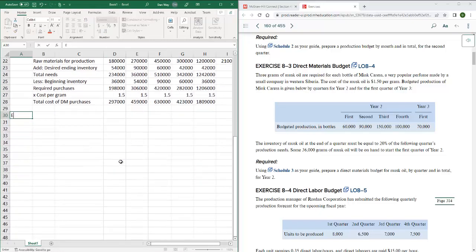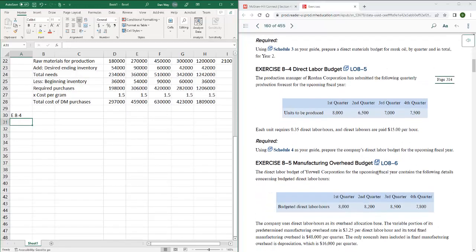Trucking right along, I did want to look at 8.4, a labor budget right below 8.3 there, since it's a fairly abbreviated one, but still gets the point across. 8.4 said the production manager of Rorden submitted the following quarterly production forecast for the upcoming fiscal year. Again, this is our production budget essentially shown right here. We also know that each unit requires 0.35 direct labor hours, and laborers are paid on average $15 per hour. So we want to come up with a direct labor budget for this upcoming year, quarter by quarter.